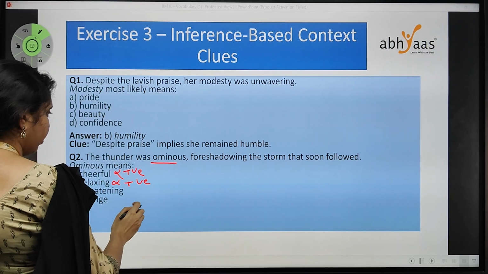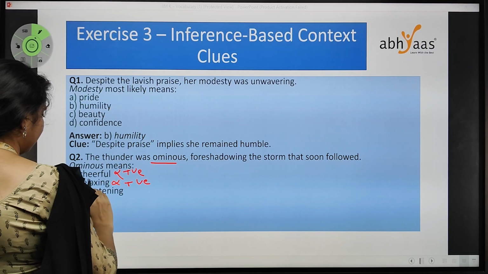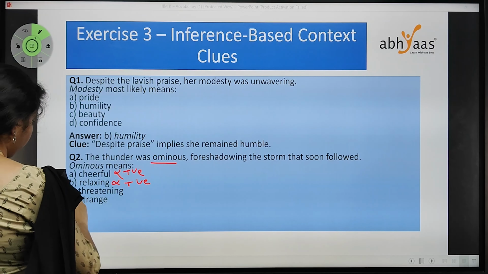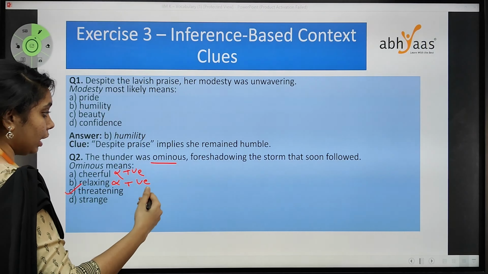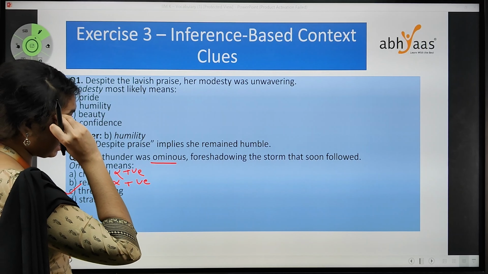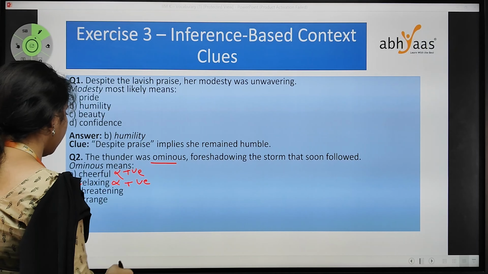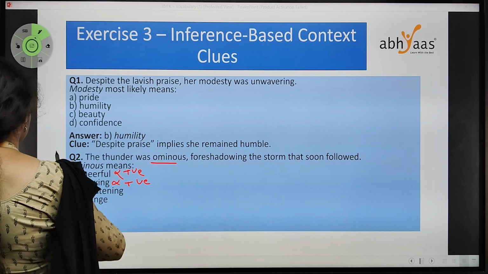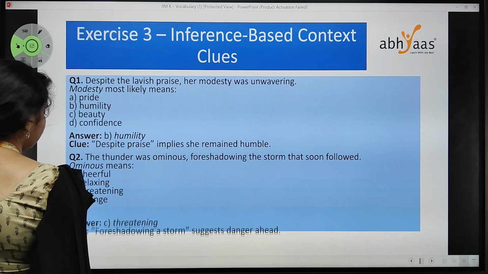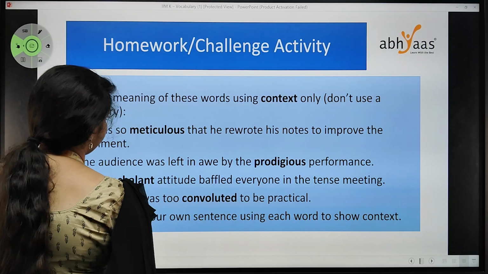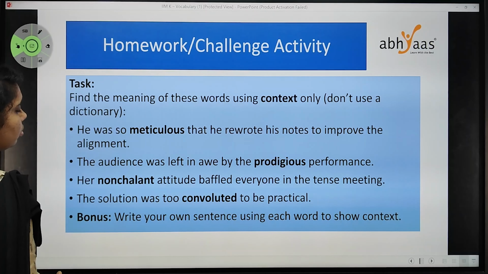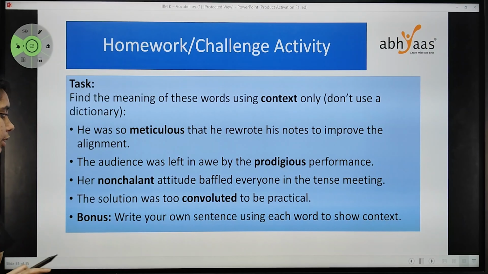We are trying to find a negative word here. Strange is a negative word, but it doesn't fit the context. But threatening, look at the context here. The thunder was so threatening that even after that, even when a storm has come into the picture, it was still very threatening. Let's look at the answer. Yes, foreshadowing storms suggests a great danger ahead. Okay, so why don't you pause here, look at this slide, and try to guess the meaning. Okay, this is your activity, this is your homework.